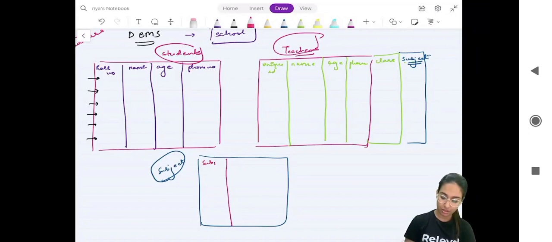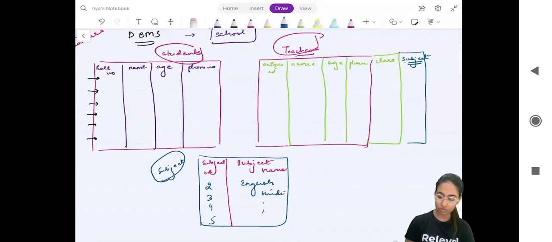For example, let's say this teacher teaches a few subjects, and the subject table is like this: subject ID and the subject name. Let's say subject ID is 2, 3, 4, 5, and so on, and this is English and this is Hindi and so on. And let's say there is a teacher with a unique ID, 356, her name is Anu, her age is 35, her phone number is this, she teaches the 3rd class and she teaches the subject 2.